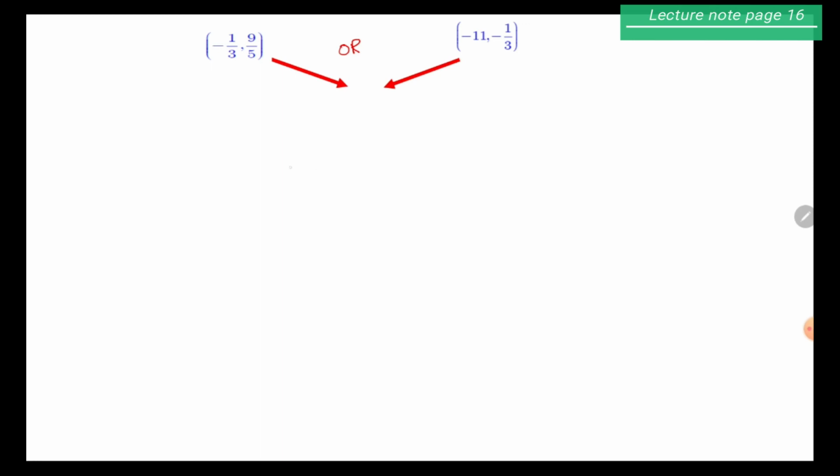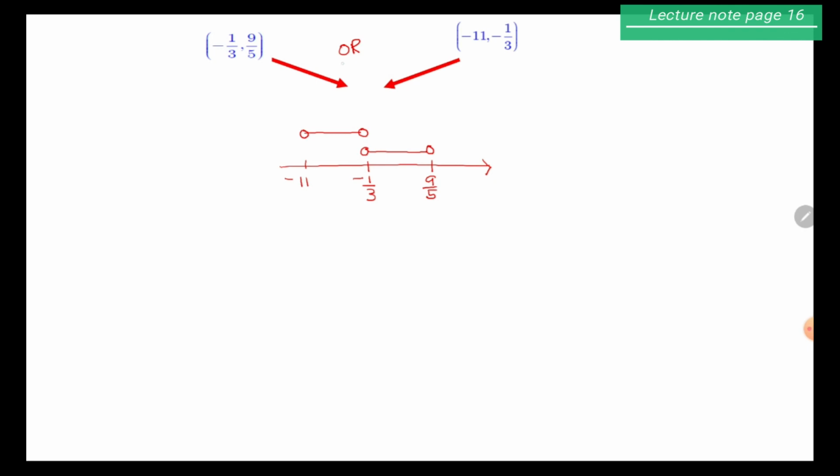We need to draw the number line so that we can have all the numbers on our number line. So we have -1/3, 9/5, and -11. We need to write them in ascending order. So we have -11, -1/3, and 9/5. So the answer for our left side is from -1/3 open up until 9/5 open. Now the answer for our right side is -11 up until -1/3 open.